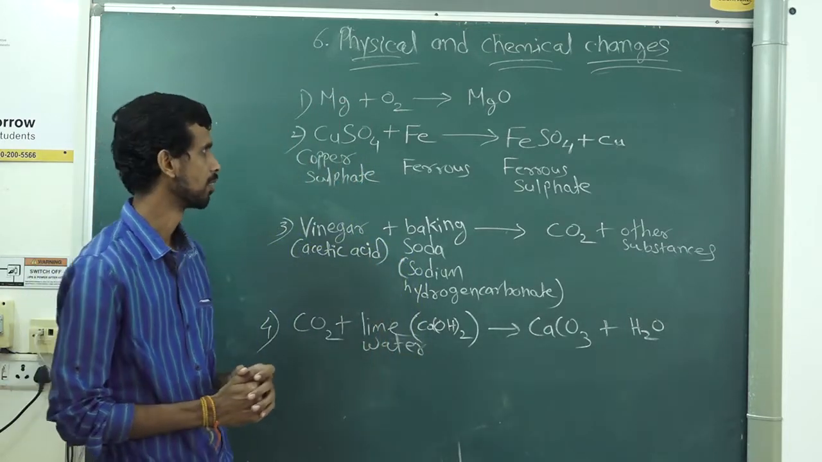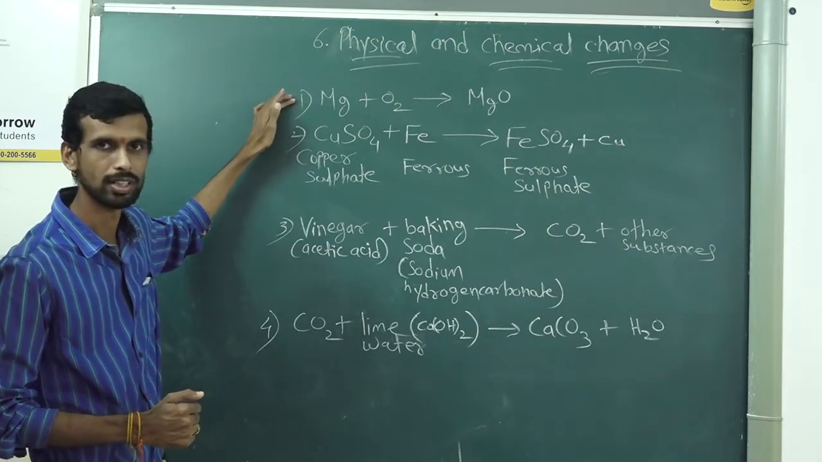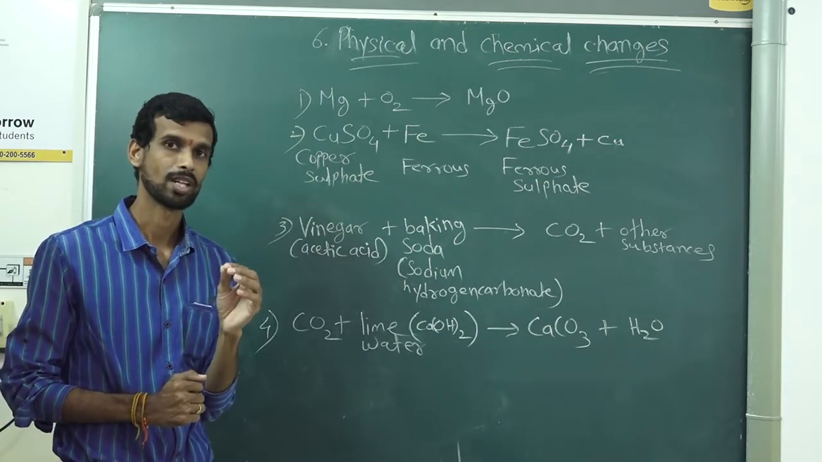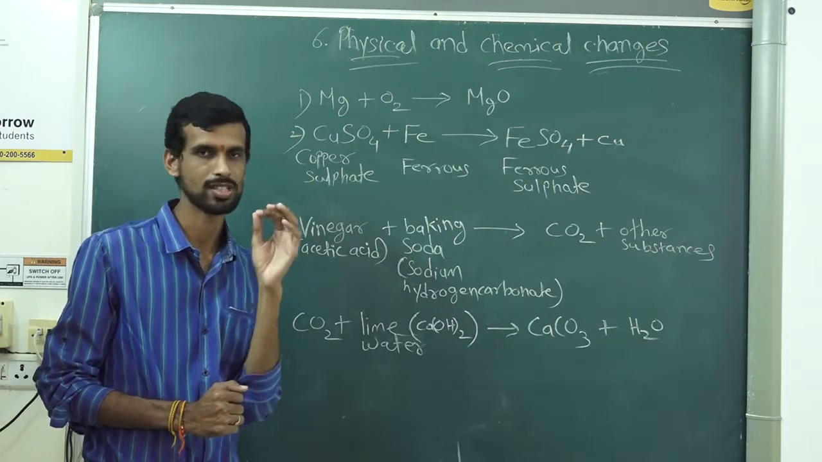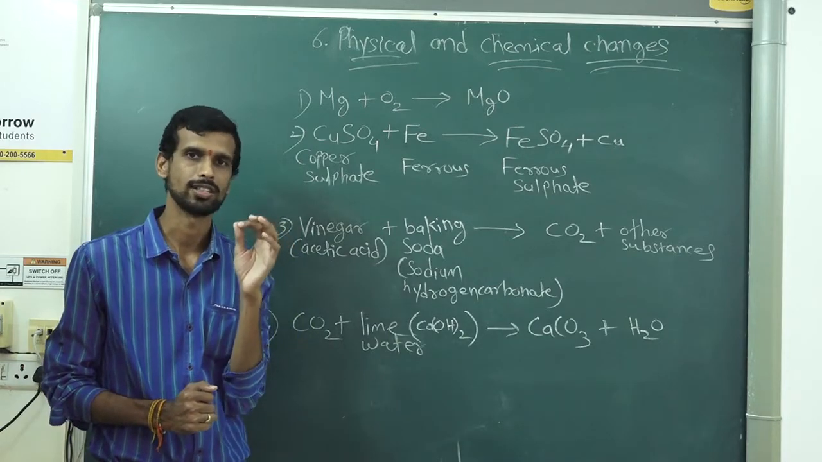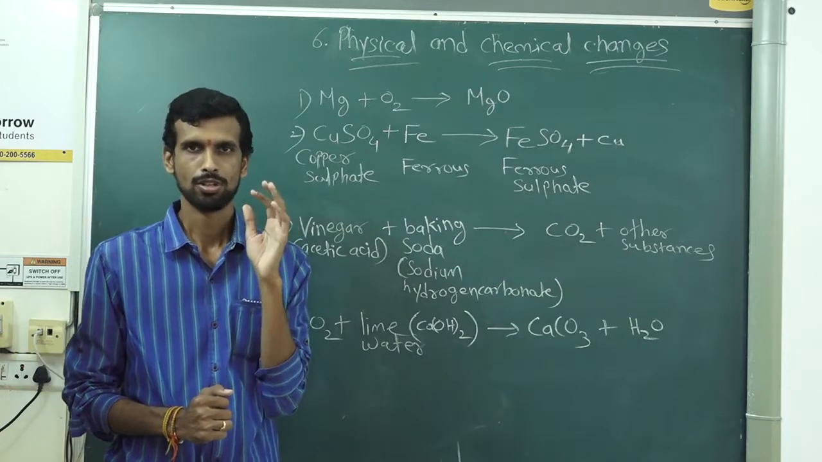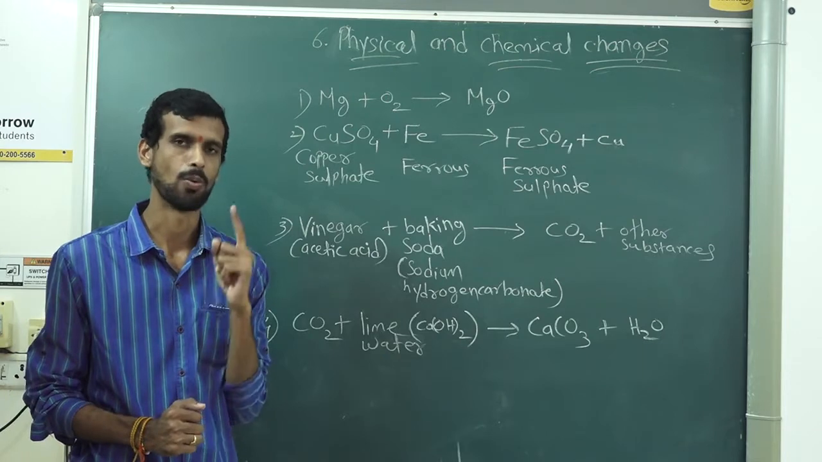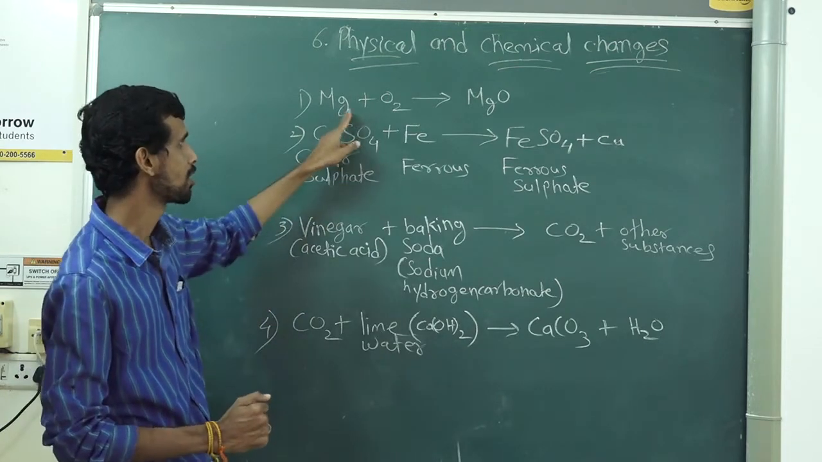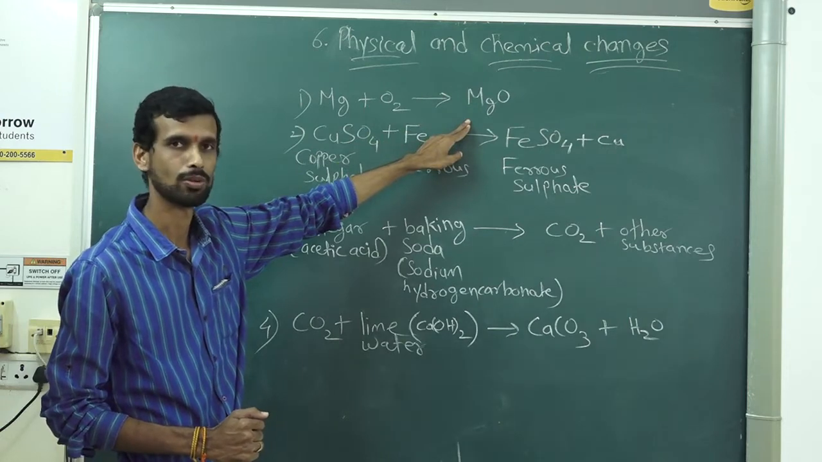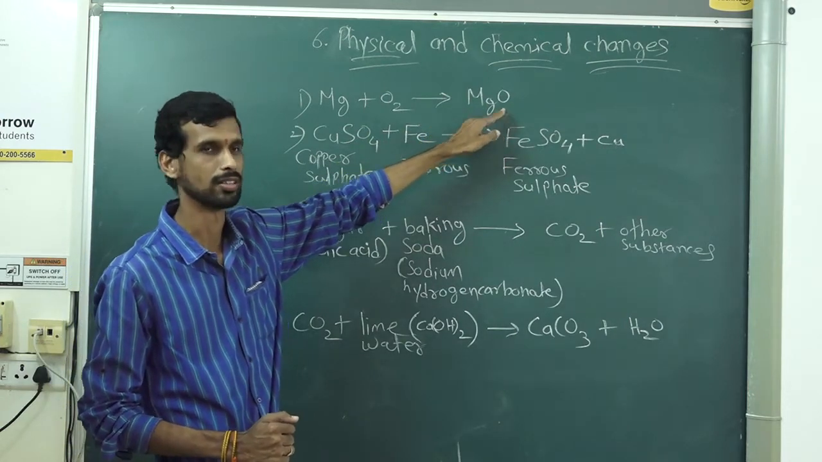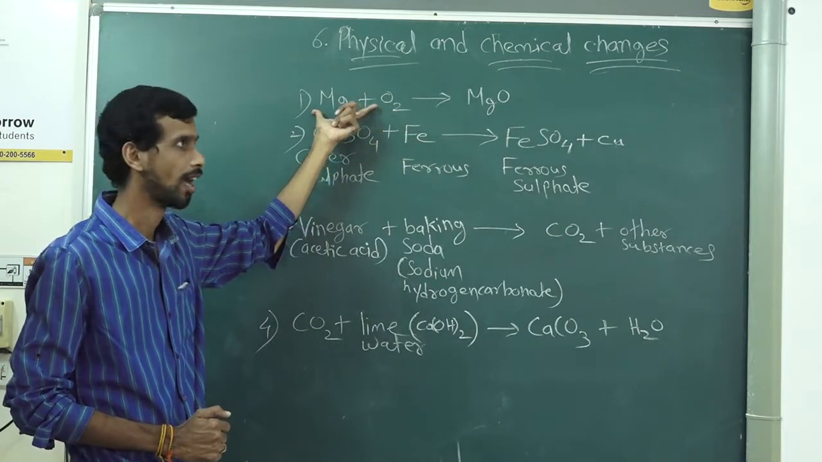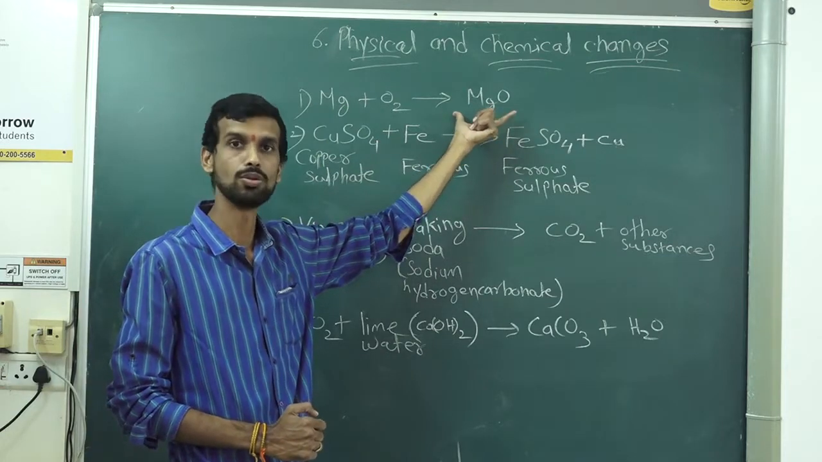One activity we have done in previous video. Here I have written Mg plus O2 gives MgO. Right? We have burned a magnesium ribbon. Correct? You have seen bright white color light was produced when we were burning. So that change was a chemical change. Why was it a chemical change? Because a new substance is produced. What was the new substance? Magnesium oxide. Right? So Mg reacts with oxygen. These two are two different substances, and this third one is a different substance, a new substance.